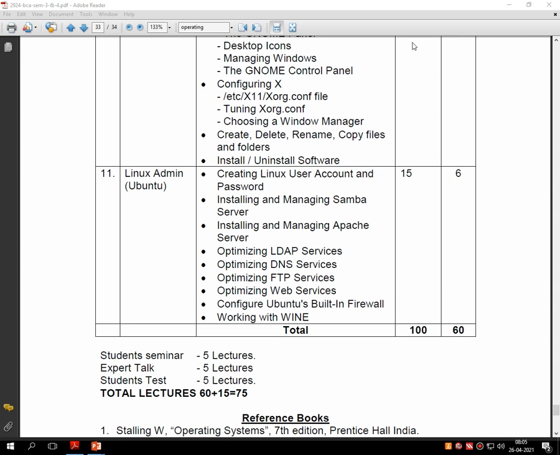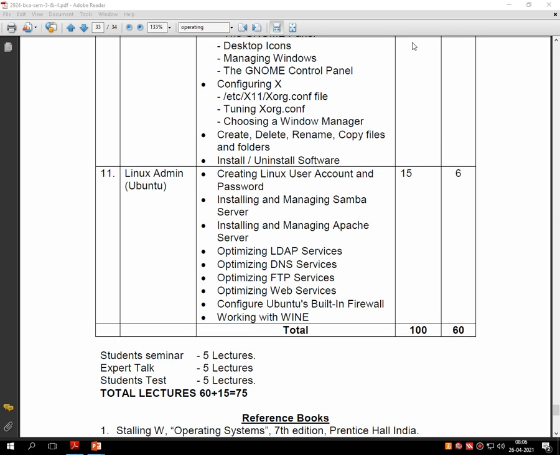Hello students, welcome back to another session of CS22 Operating System Concepts using Linux and Unix. We are discussing the last unit of the entire subject, unit number 11, Linux administration, where we have discussed various concepts like creating a Linux user account with a password.